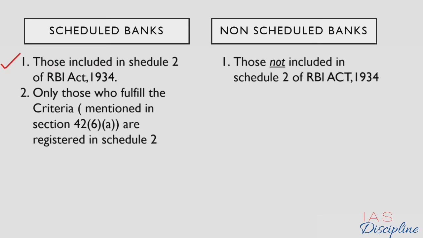So friends, scheduled banks are those banks which get registered under Schedule 2 of the RBI Act 1934, and non-scheduled banks are those banks which are not included in Schedule 2 of the RBI Act 1934. And what is the criteria to get included in Schedule 2? Only those who fulfill the criteria. Where is the criteria mentioned? Section 42(6)(a). Okay.